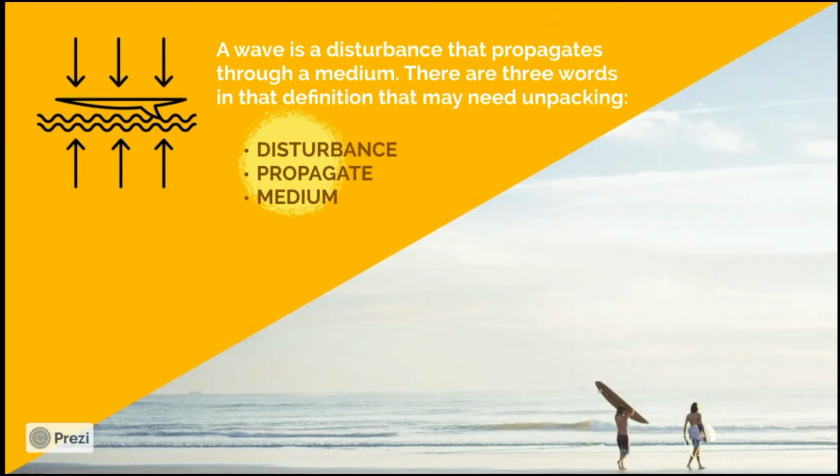Okay, here is the definition of a wave. A wave is a disturbance that propagates through a medium. There are three words in that definition that may need unpacking. First is the disturbance, second is propagate, and third is medium. Let us first define disturbance.